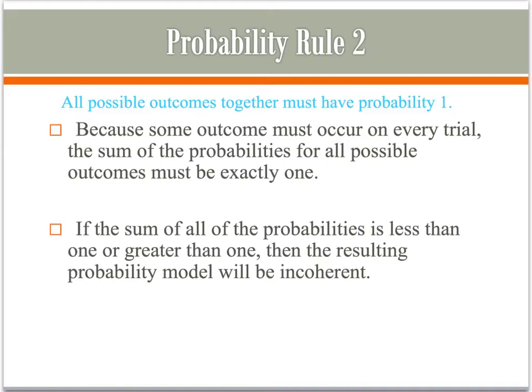Probability rule number 2 tells us that if you put together all the possible things that can happen in a situation, together they have to have a probability of 1. So back to our example of flipping a coin, if you flip either heads or tails, those two probabilities have to add up to 1 because those are the only two things that can happen when you flip a coin. If it's less than or greater than 1, then you have a probability model that doesn't work, is inconsistent.